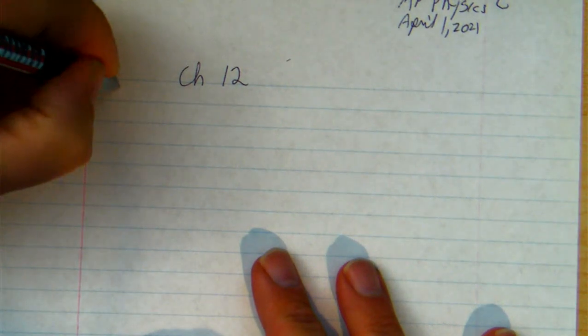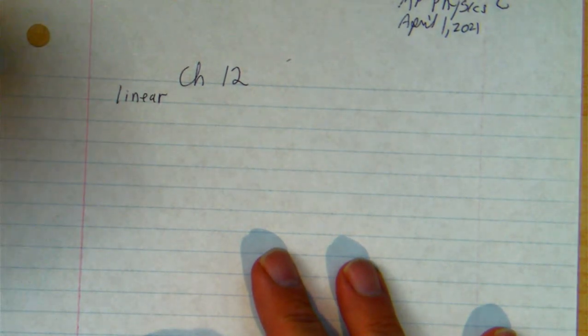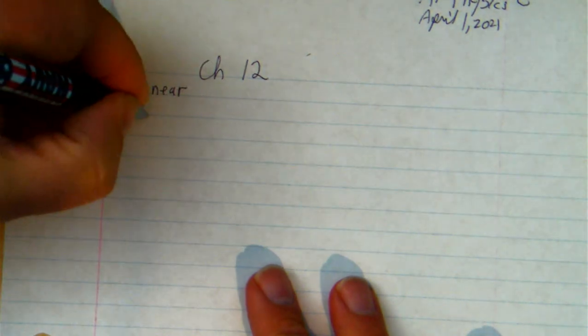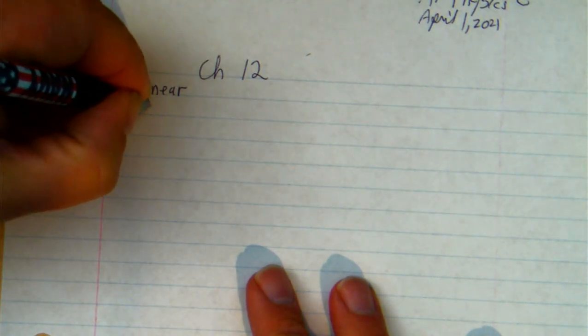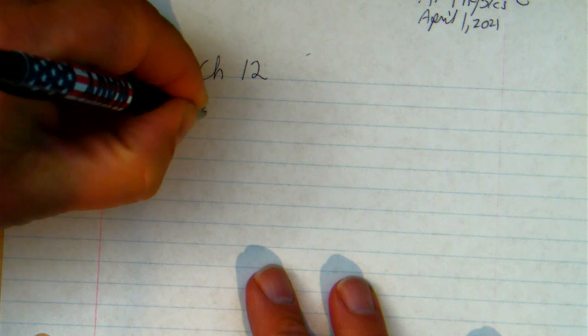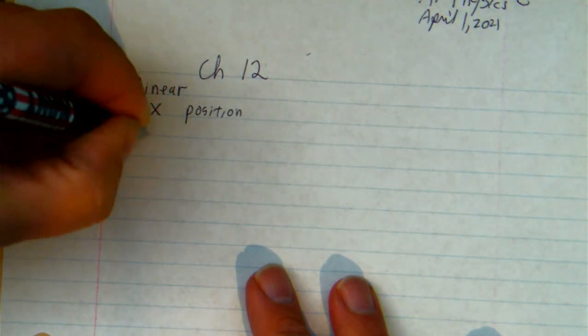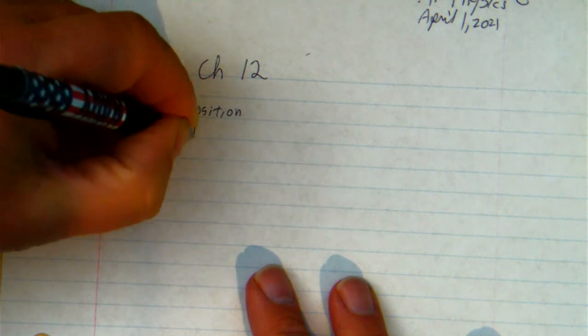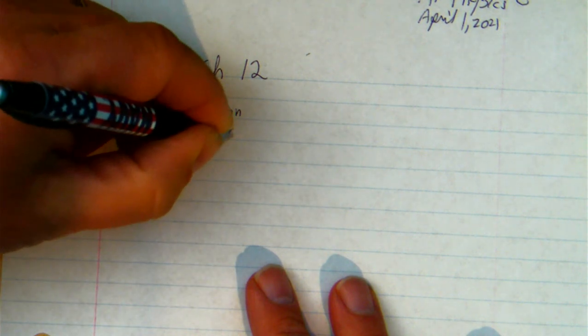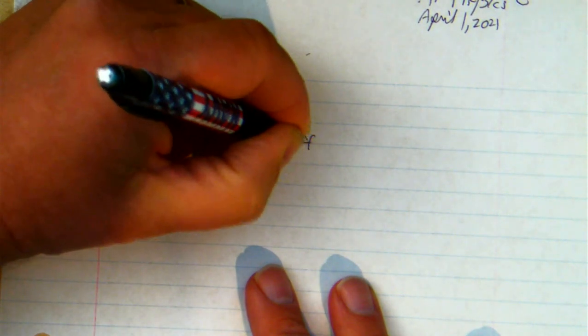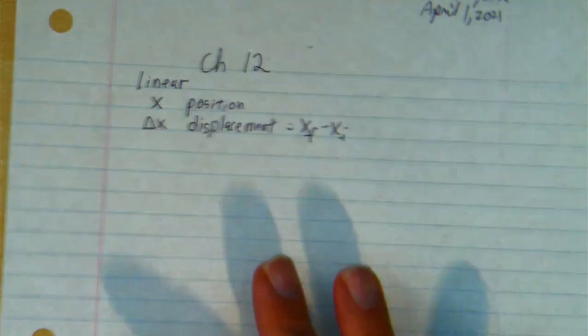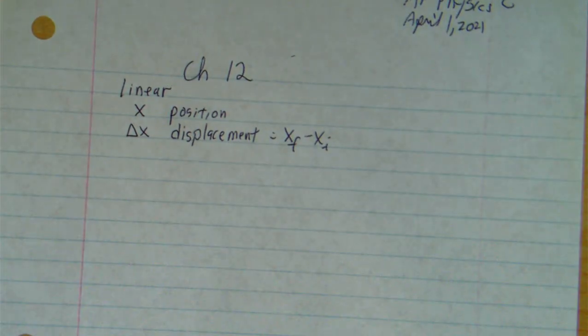Chapter 12 has the title Rotation of a Rigid Body. So as far as kinematics go, when we had a linear or translational type of situation, we had the variable x that represented position, and of course delta x would represent displacement, your change in position, defined as your final position minus your initial position, whatever reference point you pick.